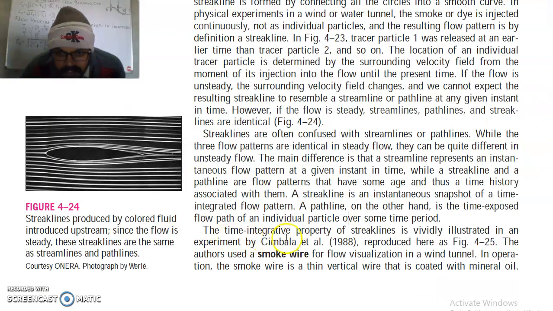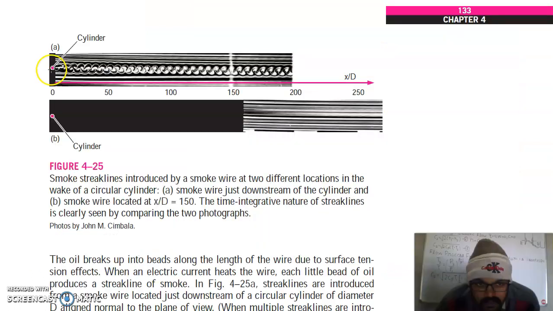The time-integrative property of streaklines is vividly illustrated in an experiment. The author used a smoke wire for flow visualization in a wind tunnel. In operation, the smoke wire is a thin vertical wire that is coated with mineral oil. So this is a smoke wire which is coated with mineral oil. The oil breaks up into beads along the length of the wire due to surface tension effects. When an electric current hits the wire, each little bead of oil produces a streakline of smoke.